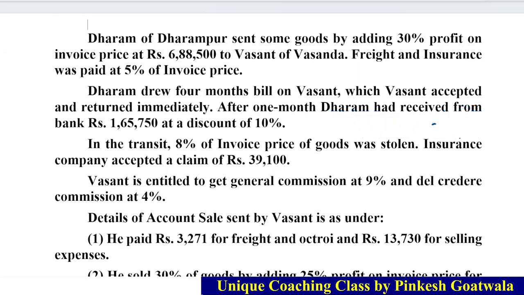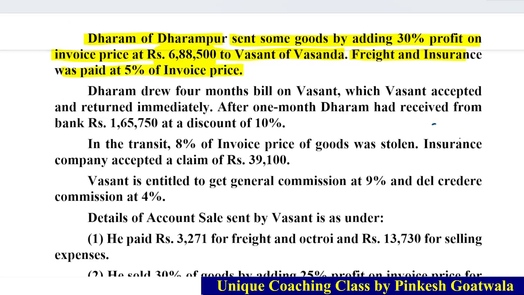So here, Dharam of Dharampur sent some goods by adding 30% profit on invoice price as 6,88,500 to Vasant of Vasanda. Now look here, they don't give the units, they give the amount directly, okay, amount of goods 6,88,500, okay, direct goods ની value આપી દીધી છે, okay, so this is the different point. Freight and insurance was paid at 5% of invoice, જેવી invoice price ના 5% expense.